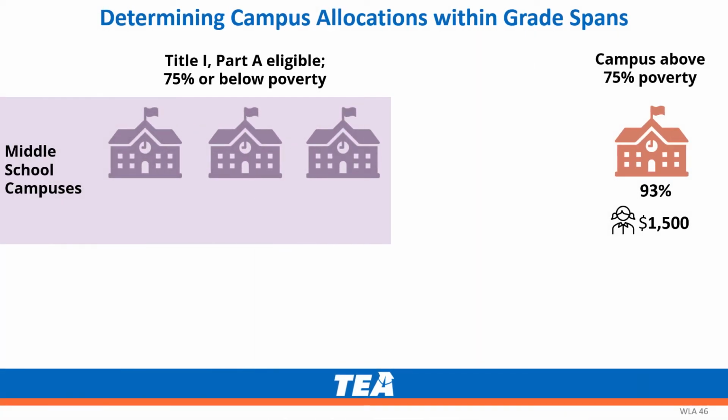Per pupil amounts within grade spans may also vary so long as the LEA allocates higher per pupil amounts to campuses with higher poverty rates than it allocates to campuses with lower poverty rates. Notice that the per pupil amounts are still below the amount allocated to the campus with the poverty percentage above 75%.